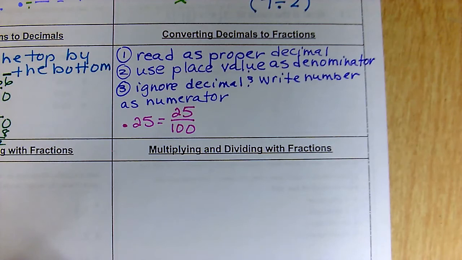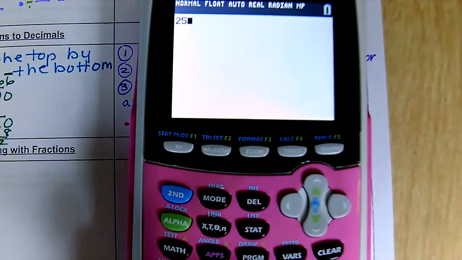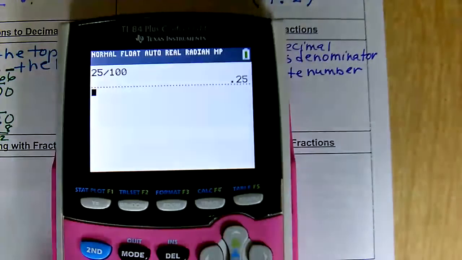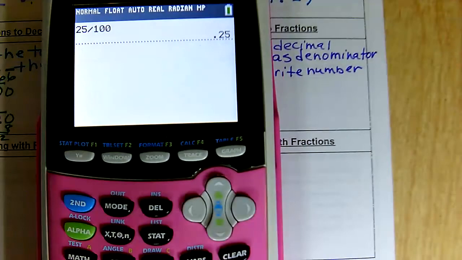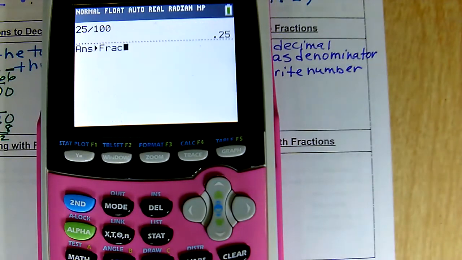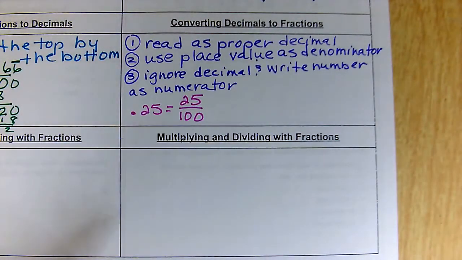But then to simplify, you do the same thing. You would put parentheses 25 divided by 100 parentheses equals, and then math, fraction, fraction, and then it simplifies it for you. I'll move this in just a second. So 25, can y'all see it? Divided by 100. Okay, math is right here under the green. Math, and then it's on fraction, so enter and enter, and then it reduces it for you to 1/4. Because you know most of them are going to say in simplest forms.